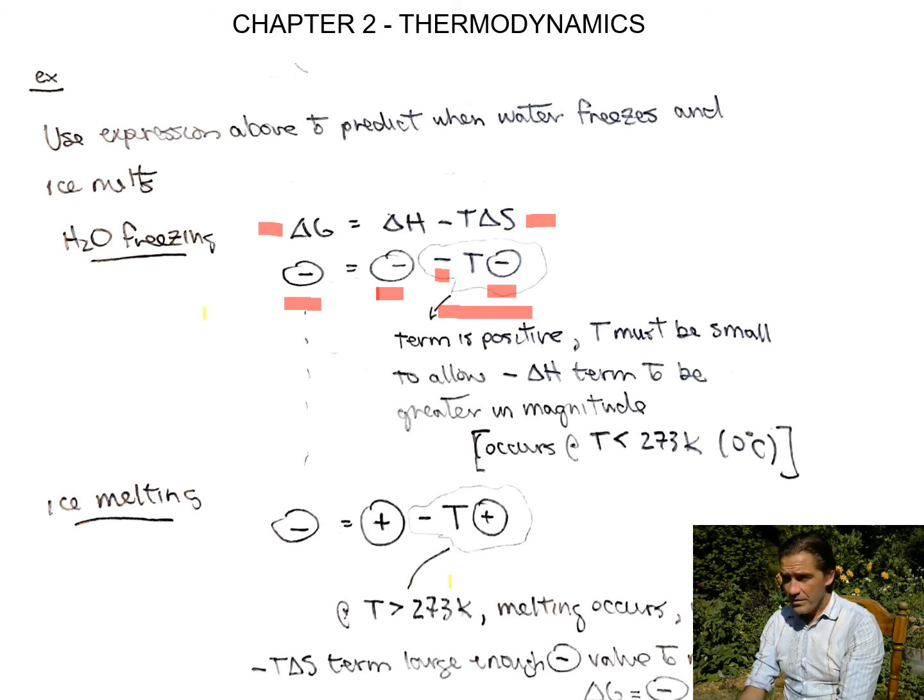Well, the second term, the negative T delta S, that is the negative term here. Delta H is positive. So we need that negative term to become large enough to overcome the delta H that's positive. When does that happen? That happens at a temperature of 273 Kelvin. At that point, the second term is positive enough, or I should say negative enough, to overcome the delta H.